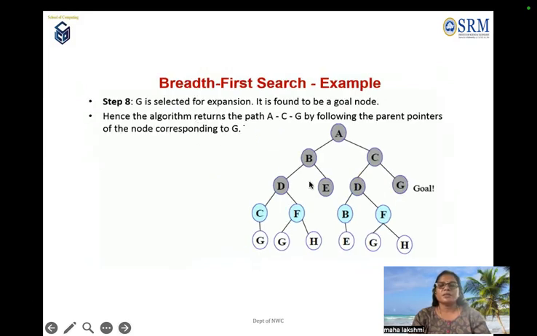And then G is selected for expansion. It is found that it is a goal. Hence, the algorithm returns the path A, C, G by following the parent pointers of the node corresponding to G.